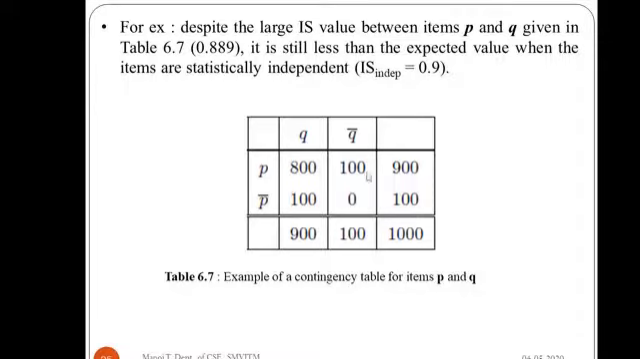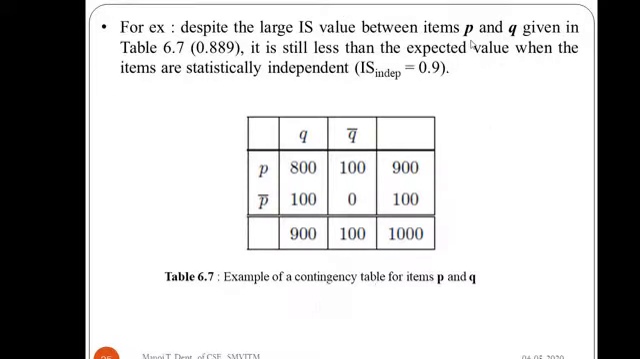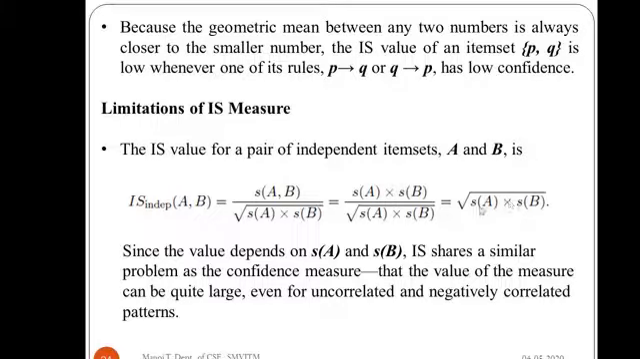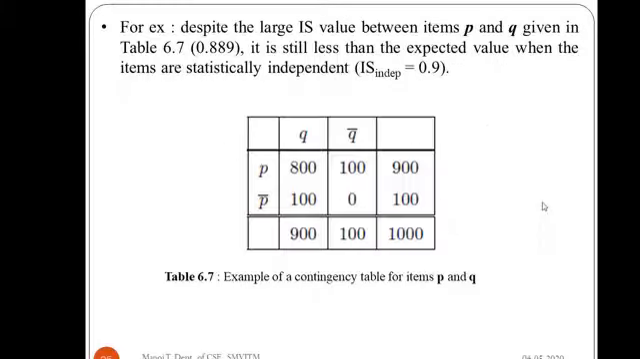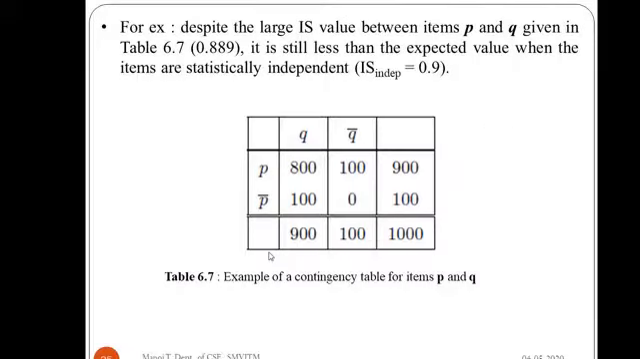Suppose we take this particular table and compute the IS independent value for this, then it will appear as 0.9. You just substitute into the square root of S of A into S of B, that is 0.9 into 0.9, which will give you 0.9, that is the IS independent value. But what is the IS dependent value for this? You have to use this formula and compute. It will be around 0.889, that is 0.8 divided by the square root of 0.9 into 0.9.